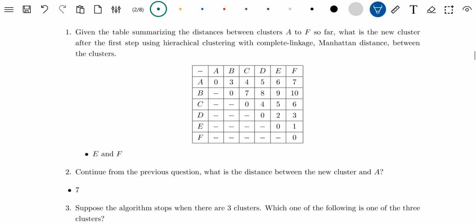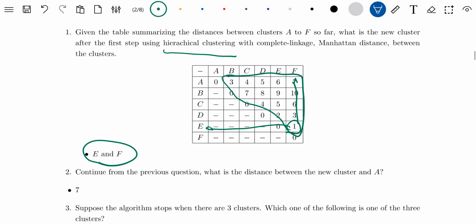Okay, so the first question here is asking about hierarchical clustering, and the first clusters to combine is always the one with the smallest distance. So find the smallest number here, and it's 1 here. 1 corresponds to the distance between E and F, so that's why we are combining E and F.